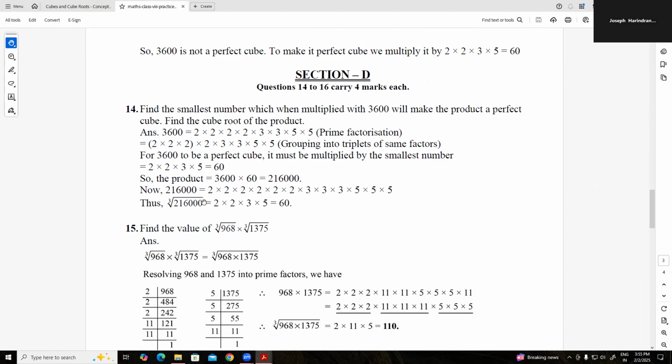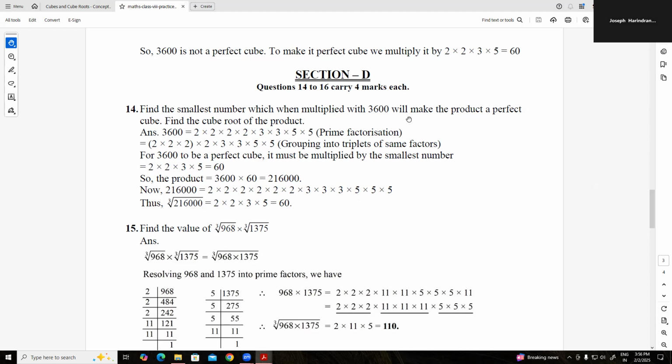Means we can take 2 into 2 into 2 into 2 into 2 into 2. There are two triplets in 2, see, 3 and another 3. So you take 1 in each. For every 3, you should take 1. That is the cube root principle, the easiest way. For 3 2s, you take 1 2. Another 3 2s, you take another 2. So 2 into 2. 3 is already a triplet, and 5 is also a triplet. So 3 into 5. So 60 is the cube root of the resulting number.